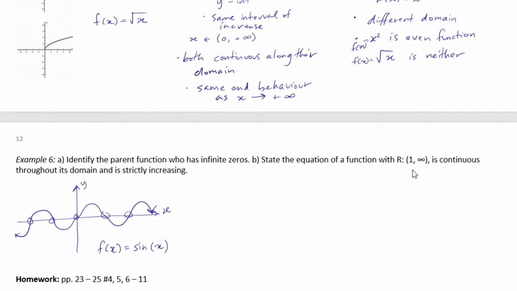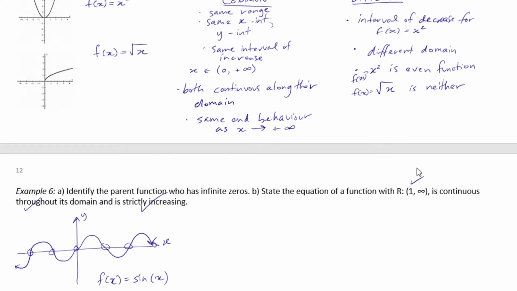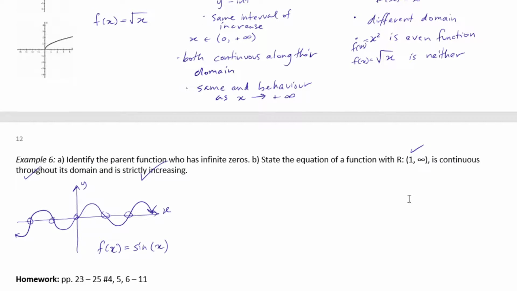State the equation of a function with the range going from 1 all the way to positive infinity. Okay, so that's some information. It is continuous throughout its domain, right, so there are no breaks in the graph, and it is strictly increasing. Okay, well, that's the key there. Strictly increasing, but as you can see here, there are some restrictions on the range. It can only go from 1 to infinity.